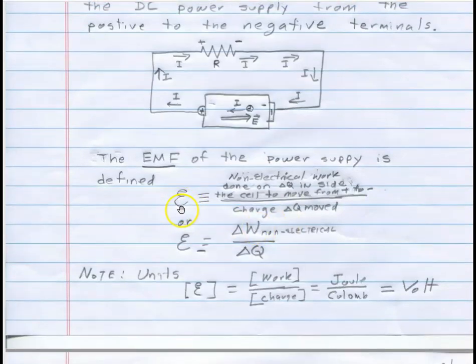Sometimes people will use a capital V here, but we're already using V for potential and the potential difference and other things. So usually I'll try to use script E for EMF if that's a source of electrical voltage for us. But technically the definition of the EMF, E, is the non-electrical work done on delta Q inside the cell to move it from, well, that should be negative to positive.